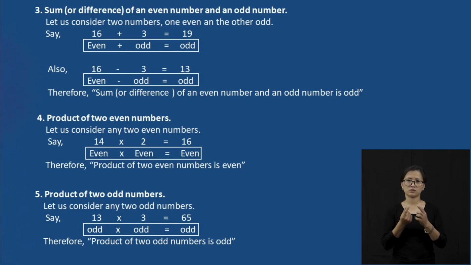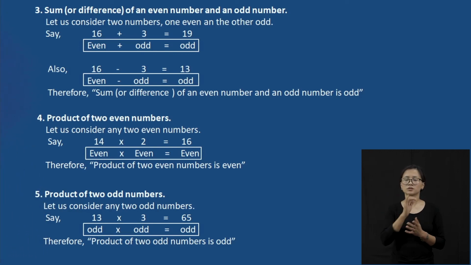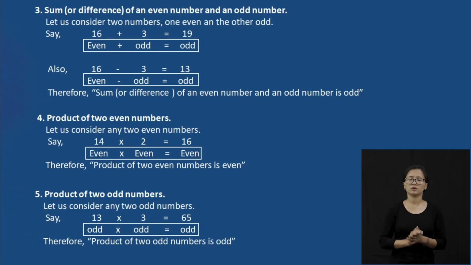Also, 16 minus 3, now the difference. 16 minus 3 is 13. So even minus odd is odd. Therefore, the sum or differences of an even number and an odd number is always odd. If you add or subtract a mixture of even and odd, you will get odd numbers.